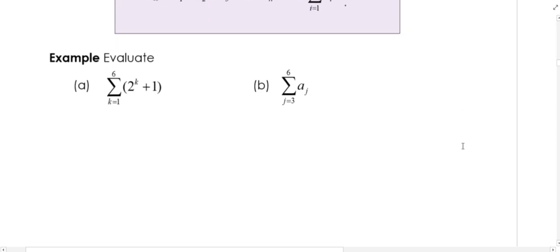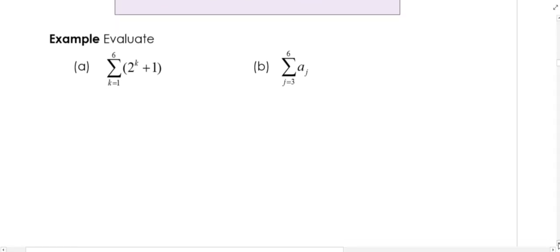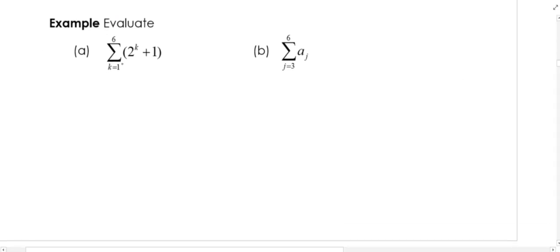So let's look at some examples here. This first example, it says evaluate. So what this is saying is find a sub 1 through 6 and add them together. So the sum of the first 6 terms of the sequence. That's what that is telling you. Sum terms 1 through 6 of the sequence. Okay, start on the bottom, end on the top.